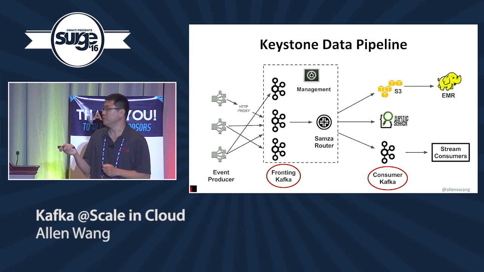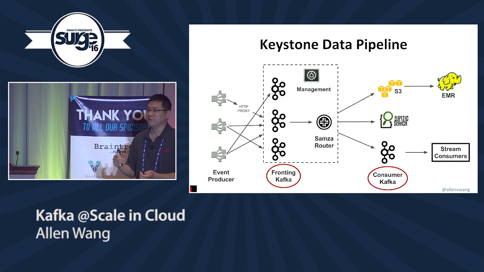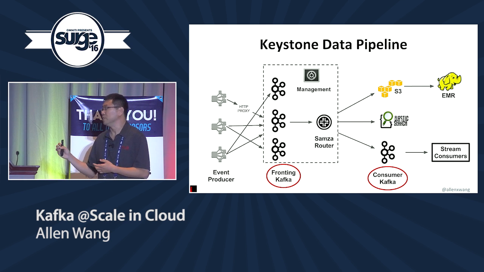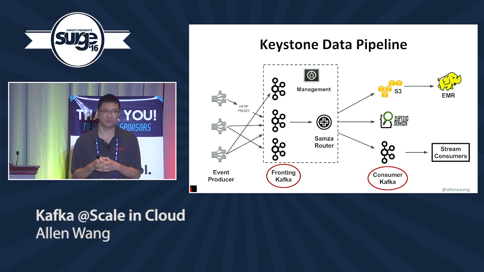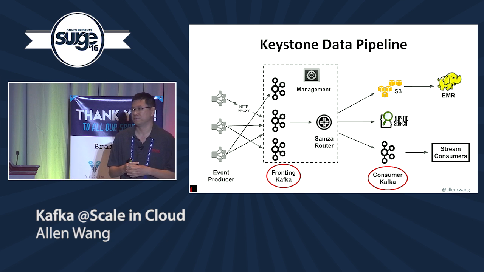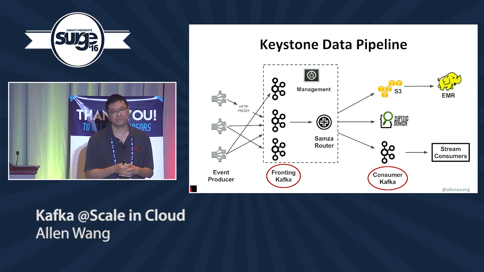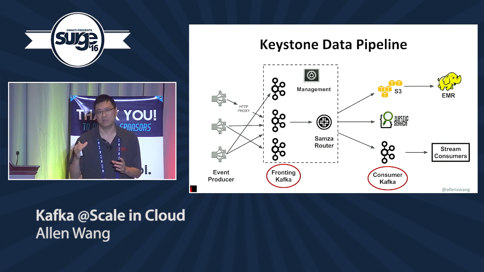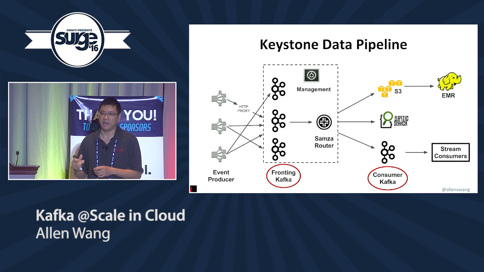Once the events are in the fronting Kafka clusters, we use Samza routers to consume them and in turn send them to downstream sinks, including S3, Elasticsearch, and a different set of Kafka clusters, which we call consumer Kafka clusters, where the data will be consumed in real time by stream consumers. One thing to note in this architecture is that we do not allow applications to consume directly from the fronting Kafka clusters. We want to ensure the stability and the availability of these clusters to producers.